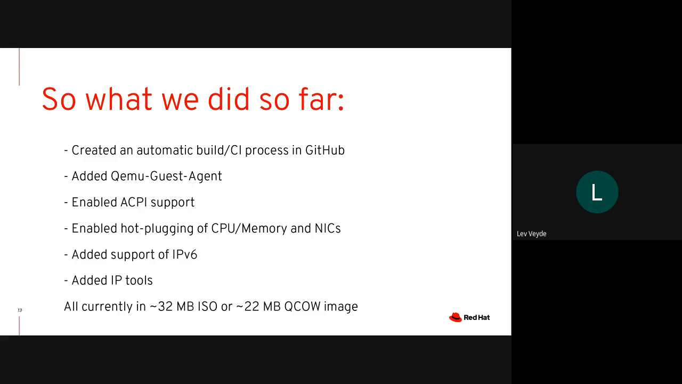And we added IP tools, because by default, you have only the ifconfig command. And we added the support in BusyBox for IP tools. So you have the IP family of the commands. And currently, it's all in approximately 32 megabyte ISO image and 22 megabytes in QCOW image.